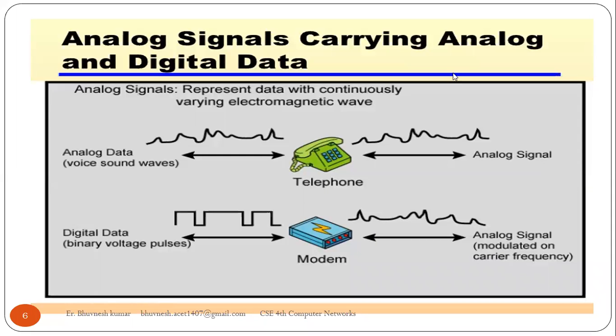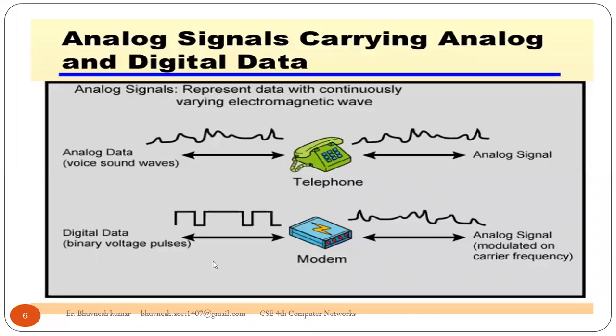Next is your analog signal carrying analog and digital data. Here, your analog data is your voice sound. If we speak, that is in the form of analog signals, or your analog data. Okay, an example is your telephone. When we use telephone lines, our voice sound is in the form of analog, and that signal is transmitted from the sender side in analog form, and the receiver will receive that call and listen to that voice in the form of an analog signal.